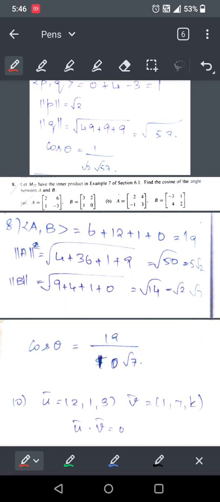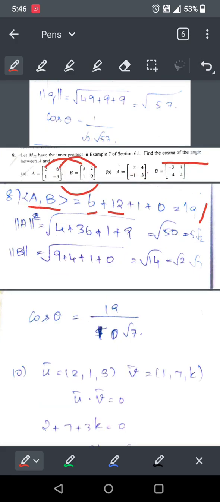Next is the concept of finding the cosine angle for two matrices A and B. We know the inner product for A and B is 2 into 3, which is 6, 6 into 2, which is 12, 1 into 1 is 1, minus 3 into 0 is 0, so this gives us 19. And norm A is nothing but root of 2 square plus 4 square plus minus 1 square plus 3 square. Sorry, I am telling it wrongly. We need to calculate for these two matrices. Root of 2 square is 4, 6 square is 36, 1 square is 1, and minus 3 square is 9. We will be getting root 50, which is nothing but 5 root 2.